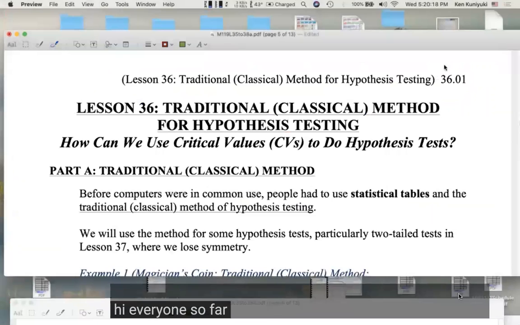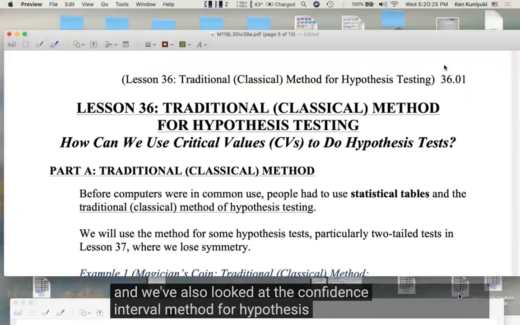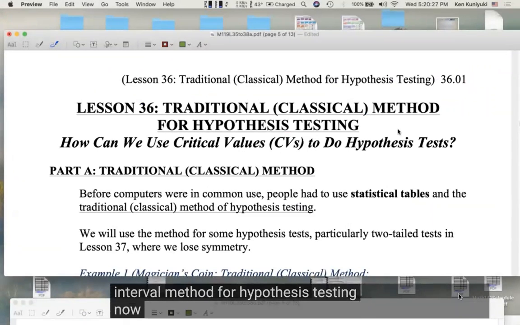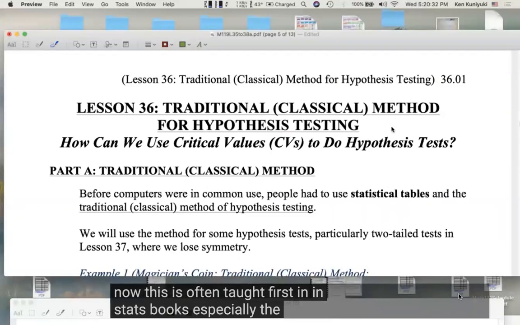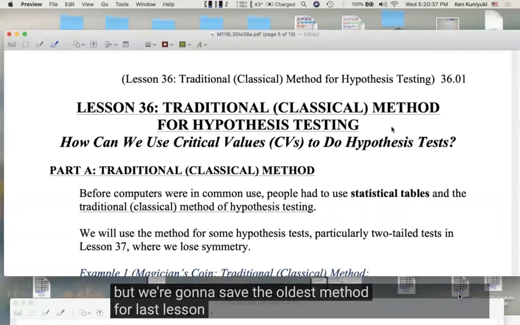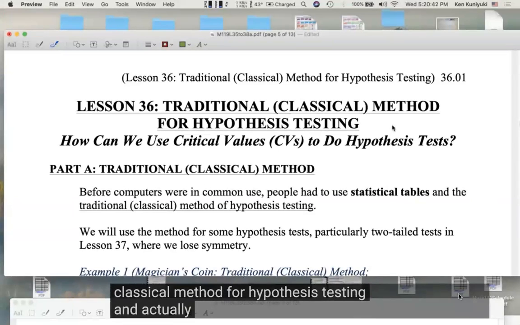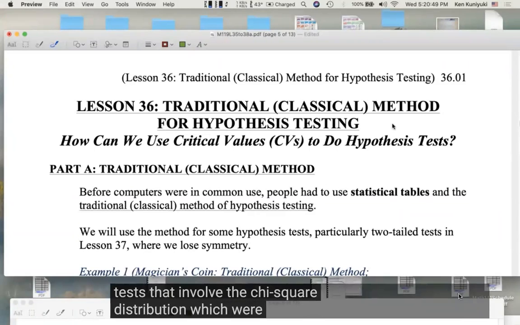Hi, everyone. So far, we've been using the p-value method for hypothesis testing. And we've also looked at the confidence interval method for hypothesis testing. Now, this is often taught first in stats books, especially the older ones, but we're going to save the oldest method for last, lesson 36, the traditional or classical method for hypothesis testing. And actually, we're going to need this in the next lesson when we do two-tailed tests that involve the chi-square distribution, which is not symmetric.